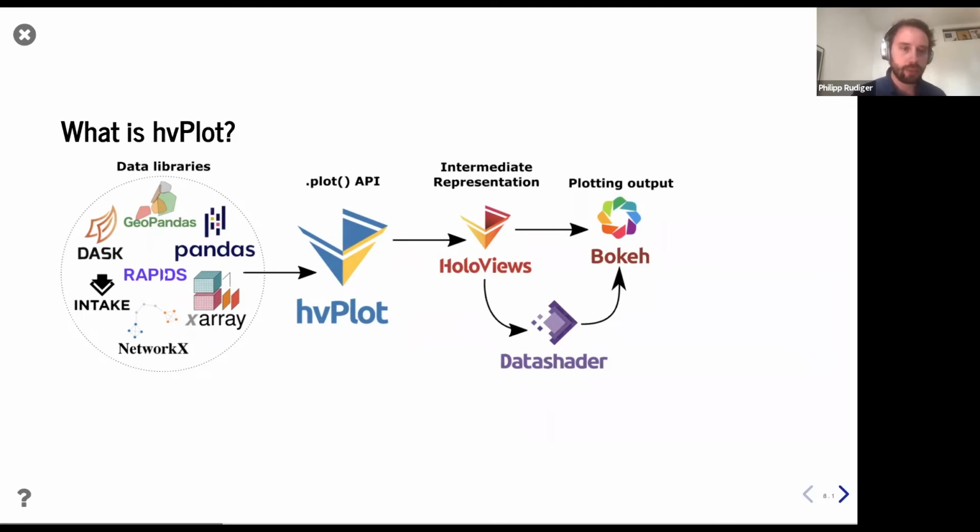hvPlot is a library I originally wrote to mirror the .plot API, which is present on pandas objects and on Xarray objects, which provides you static matplotlib output and a really convenient entry point to do exploratory visualization of your data. It also supports GeoPandas, Dask data frames, Rapids data frames, and a few other libraries. It then renders the outputs to all of these objects, which in turn give you an interactive bokeh plot that you can zoom in on and explore, which is different from the regular matplotlib output you're used to from pandas.